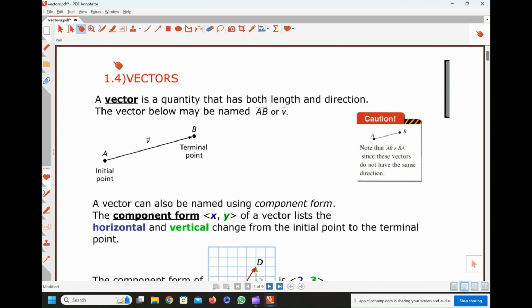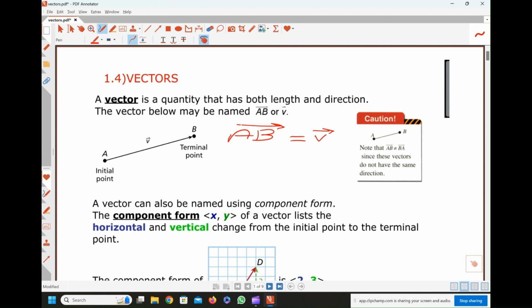When we write vectors, we are writing for this figure, for example, AB. First, we write the starting point, the initial point, and then the terminal point, and we put an arrow above it. That indicates this is the vector from A to B. It's also the same as the name given for this vector in the figure, V, with an arrow above it.